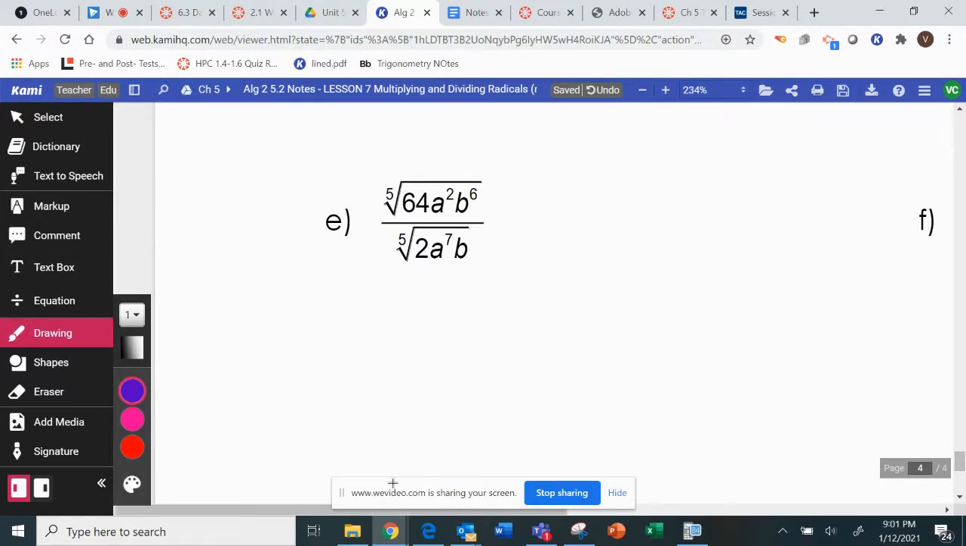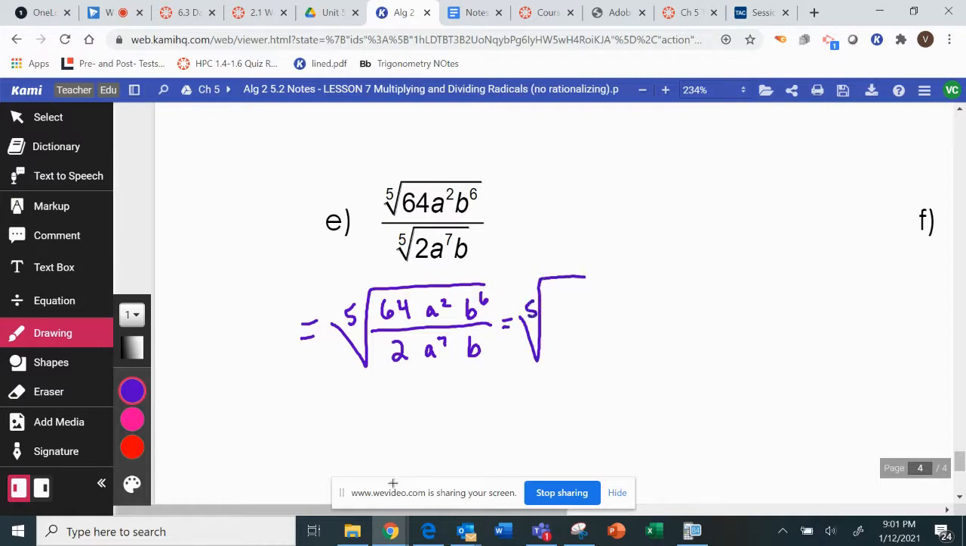All right, both are fifth roots. I think I'm going to combine one big fifth root, 64 a squared b to the 6, over 2 a to the 7th b. Now, I'm going to think about this being the fifth root. So what I'm going to do right now is kind of factor this. I'm going to break apart the pieces by multiplication. So there's a multiplication sign here, and there's a multiplication sign there.